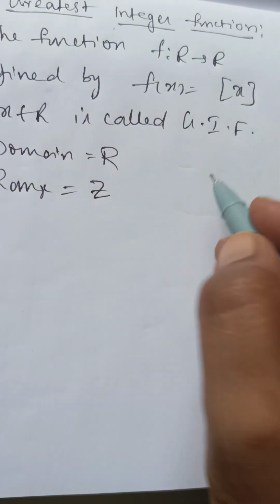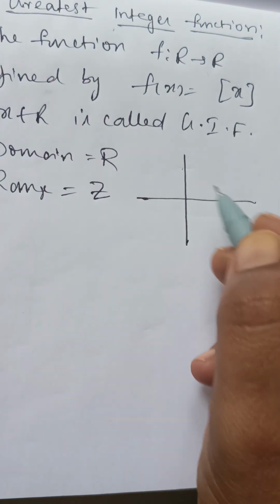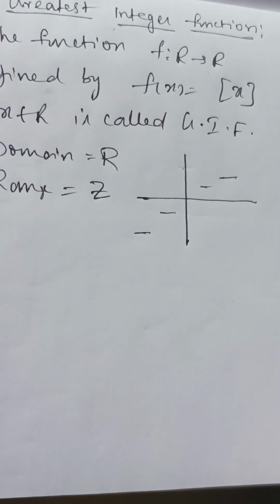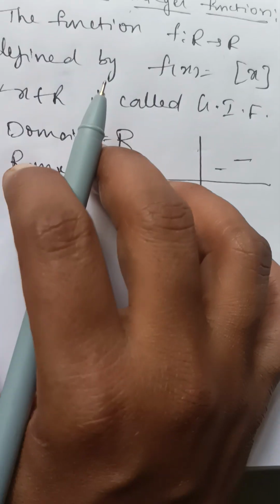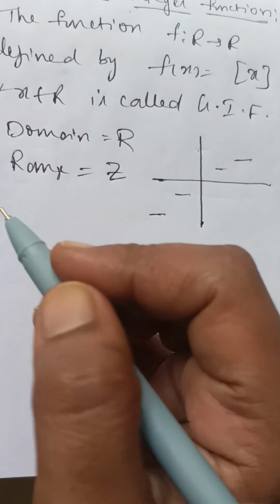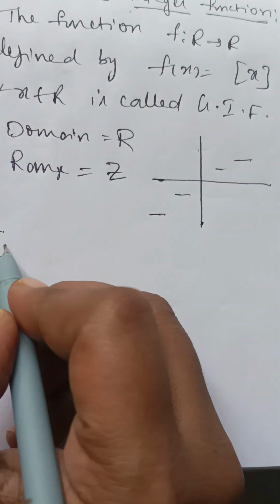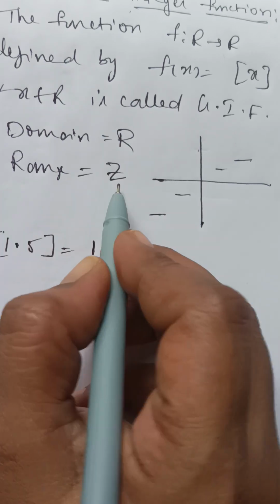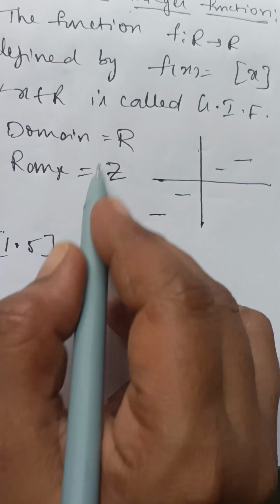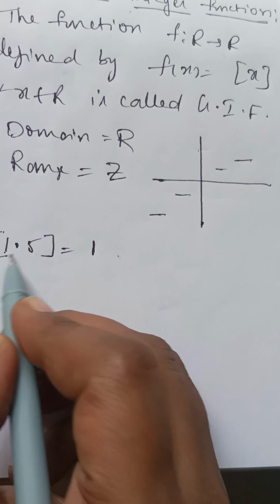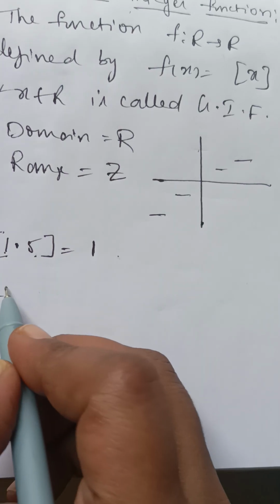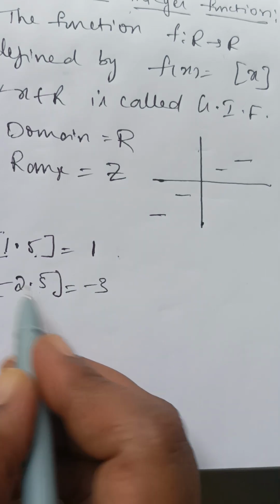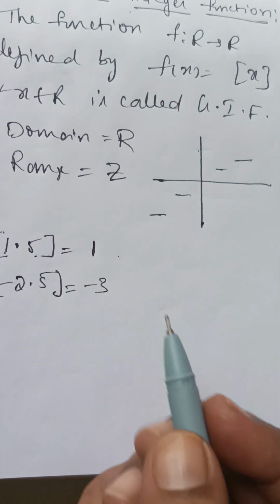And the graph of the greatest integer function will be like this. It is the greatest integer less than or equal to x. Take an example, 1.5. Take an integer because the range is always an integer. So for 1.5, it is 1. For minus 2.5 it is minus 3, because minus 3 is less than minus 2.5.